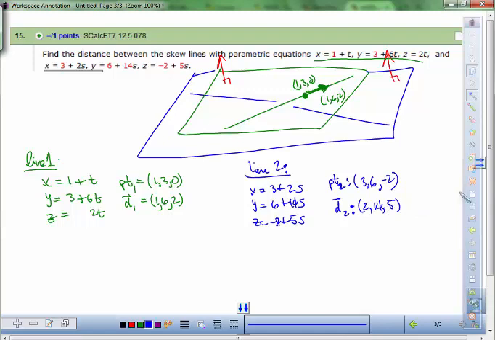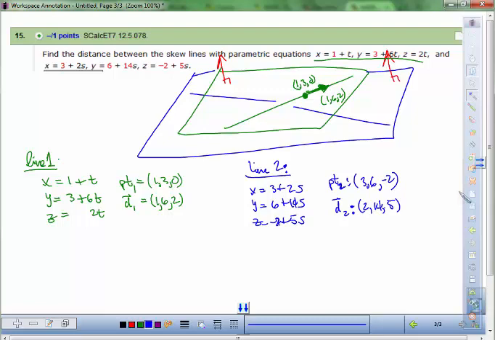Okay, so if I want the distance between these two skew lines, I'm essentially wanting to find the distance between these two planes. We can go through and find the equations of the planes and use that formula, or we can just find the equation of one plane and then find a distance between a point and a plane. So either way would work. It's not much more work to find equations of both planes because I think it's just as easy. But we do need an equation of at least one of the planes.